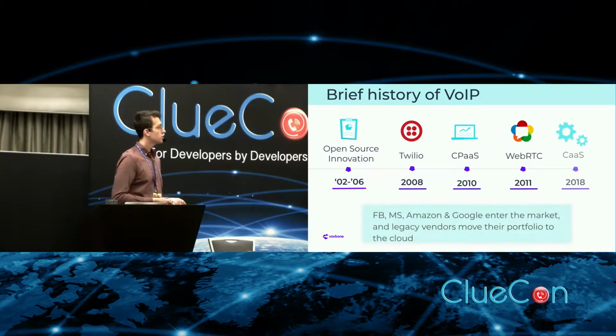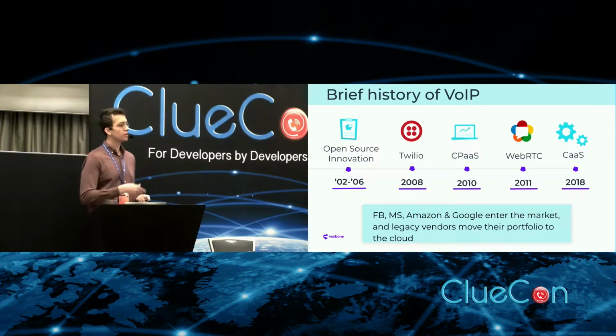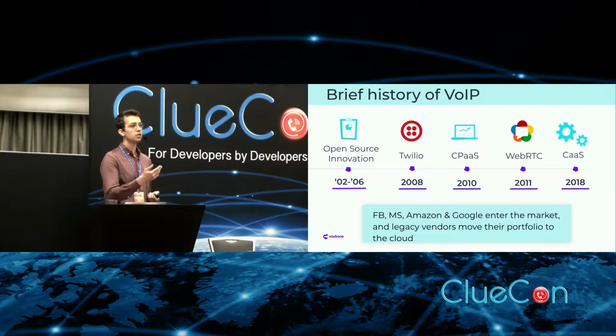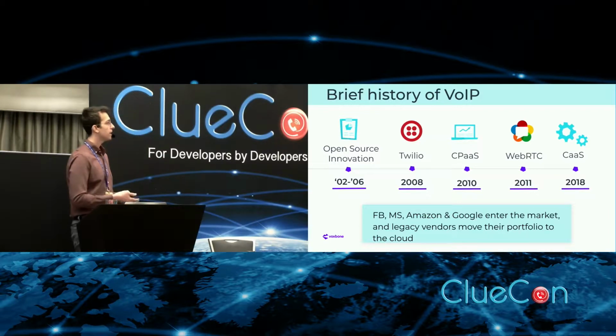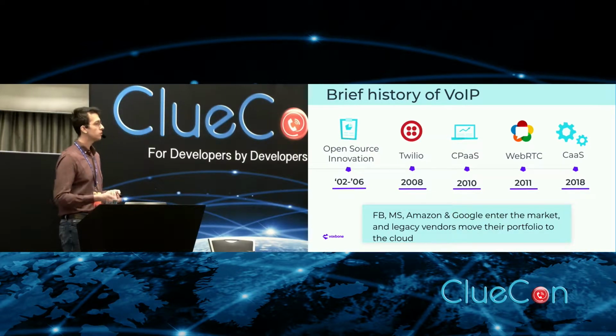Sort of creating CaaS, or creating a disruption in the cloud industry by enabling anyone, especially in the tech and internet industry, to build communications experiences and offer that as a service. And we've seen the biggest internet companies like Facebook, Microsoft, Amazon, Google enter the market, and the legacy vendors trying to move their portfolio to the cloud.